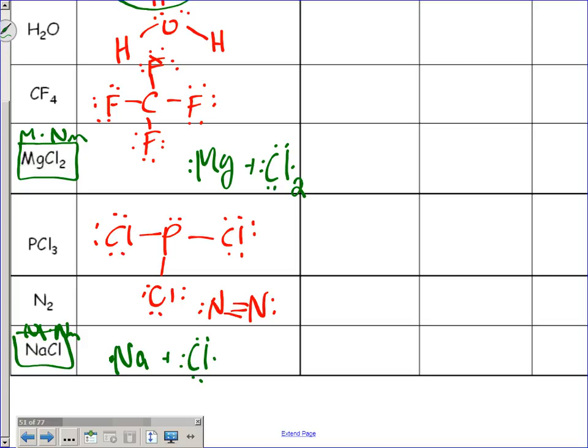Magnesium would have 2. So chlorine overall would have 2.